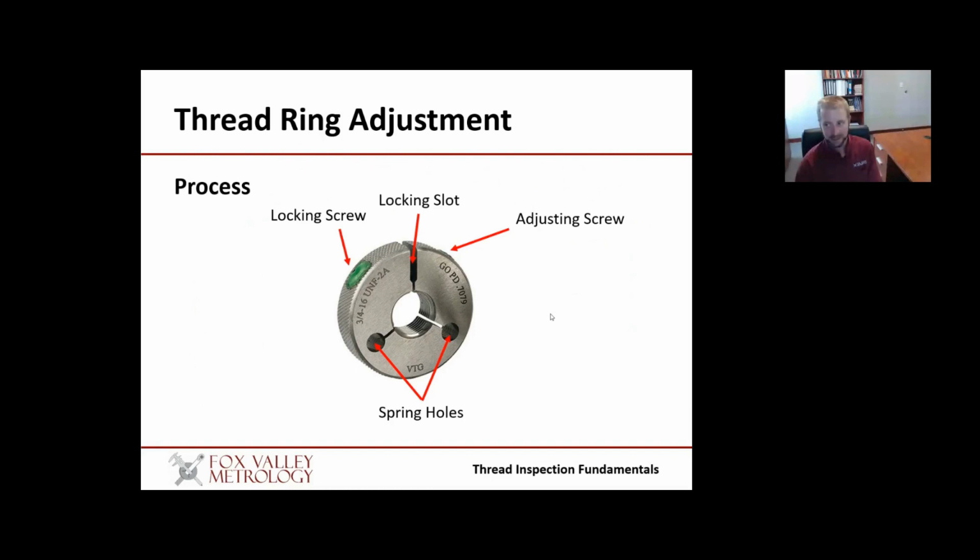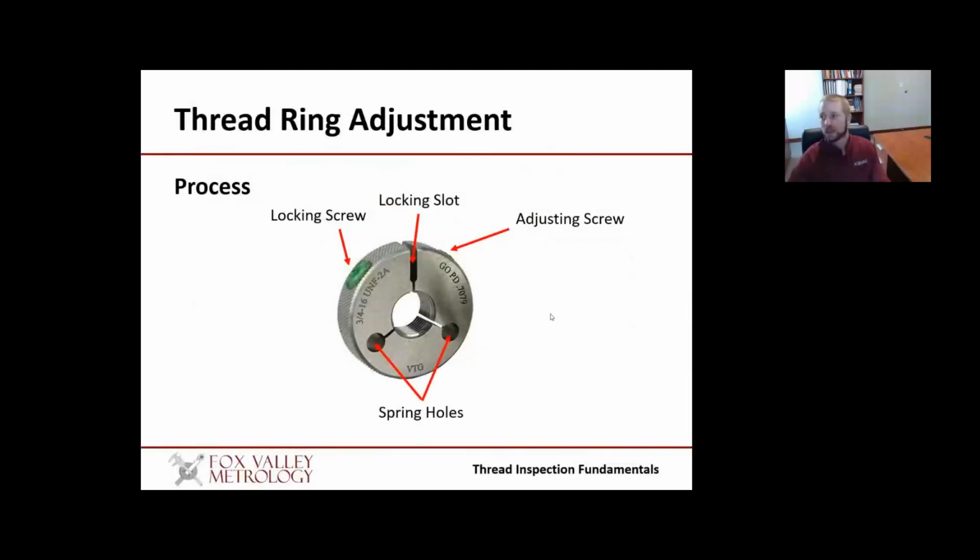You're then going to turn the ring onto the setting plug until it is gauged with at least one thread of it extending beyond the last thread of the full form section of the thread set plug. And then you're going to turn the adjusting screw counterclockwise until there's a slight drag between the ring and the setting plug. You're going to then retighten the locking screw and go ahead and test it out. Now, obviously, this might be a little bit of an iterative process if you don't get it perfect the first time around. But really simple, pretty straightforward process available there.